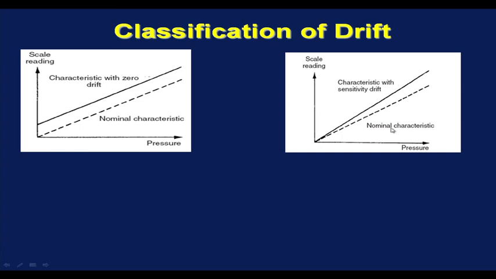This is the case of span drift or sensitivity drift. This is the nominal characteristic, while the characteristic with the sensitivity drift or the span drift shows a gradual change from 0 upward. So, this is a case of sensitivity drift or span drift.